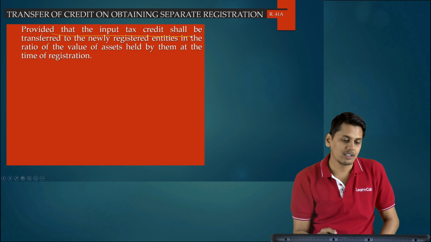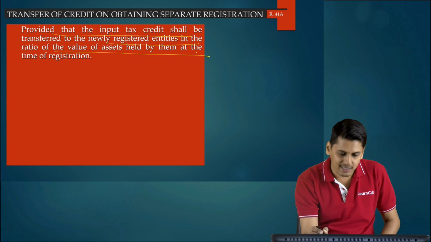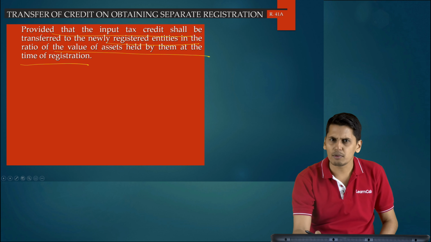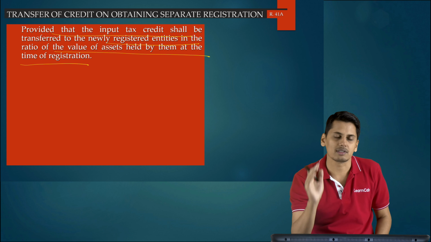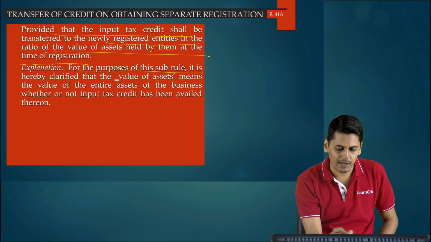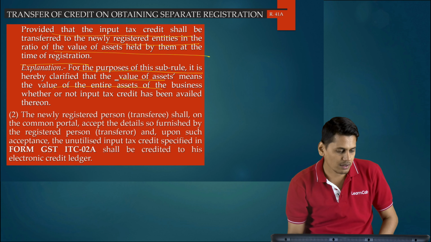Provided that the input tax credit shall be transferred to the newly registered entities in the ratio of value of assets held by them at the time of registration. So at the time of registration, whatever is the value of assets held by them, only in that ratio you are supposed to transfer. For the purposes of this rule, it tells you value of assets means the value of the entire assets and not only those assets on which ITC has been availed.